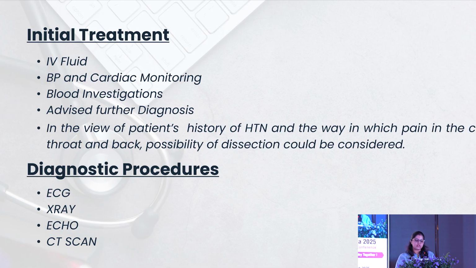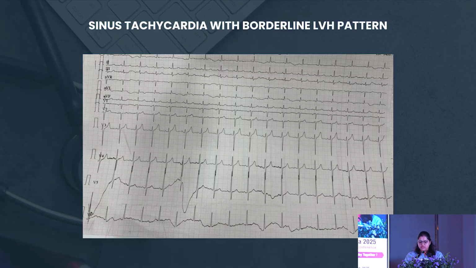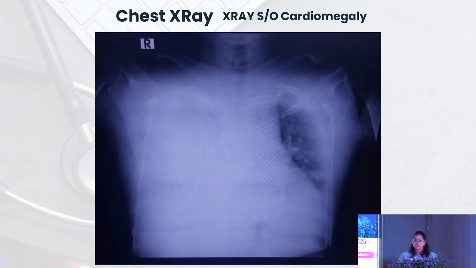The general diagnostic procedures which are done are ECG, X-ray, echo, CT scan and MRI. For this patient, MRI was not done. This is the ECG at the time of arrival, which showed sinus tachycardia with a borderline LVH pattern. This is another ECG after 2 days of admission, still the same. Chest X-ray of the patient is suggestive of cardiomegaly. The haziness is because of severe right-sided pleural effusion.